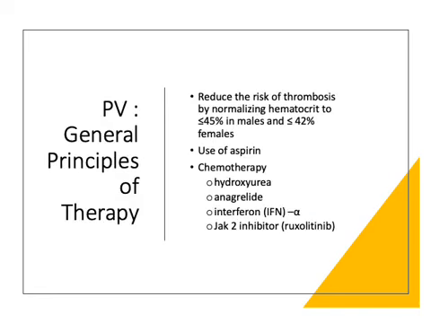The main principle of therapy is to reduce the risk of thrombosis by normalizing your hematocrit to less than 45, or 42 in females. Most societies would recommend the use of aspirin plus any one of the chemotherapeutic agents when the disease becomes difficult to control.